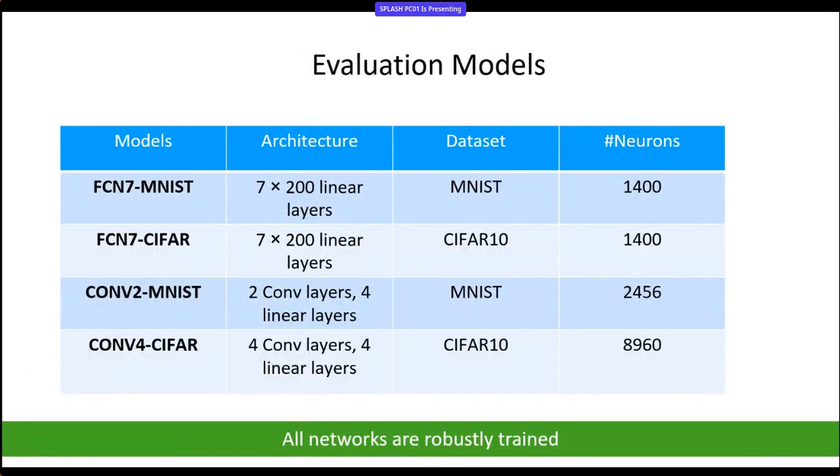The networks that we use, so we use both MNIST and CIFAR. These are standard benchmarks in computer vision. We use those benchmarks. We use both linear layered networks and convolutional networks. And we have neural networks that have neurons ranging from 1,000 to 10,000 neurons. These are the models that we use for our experiments.